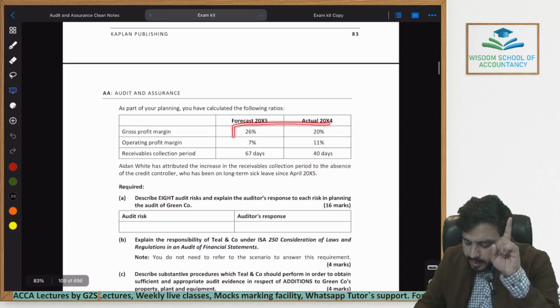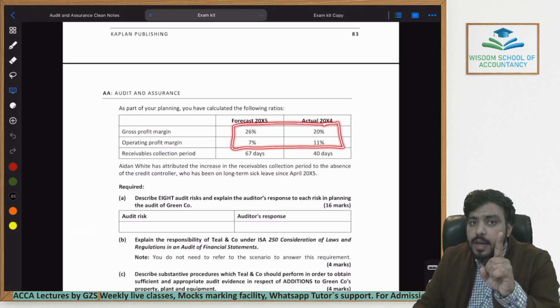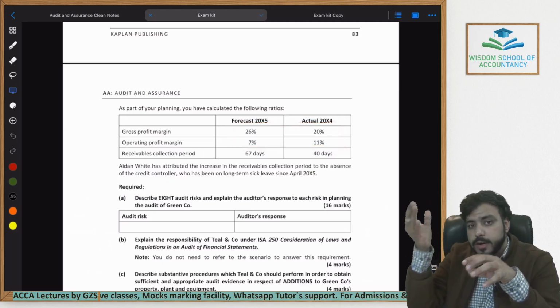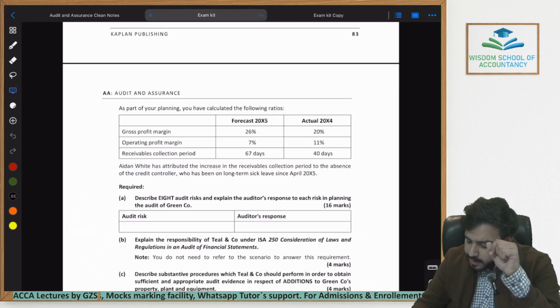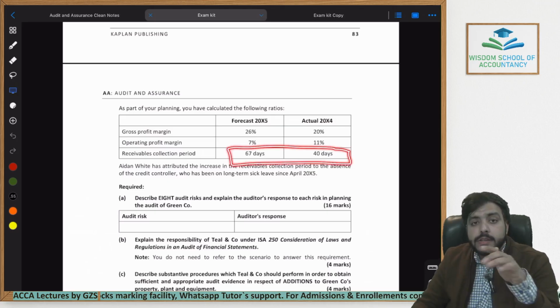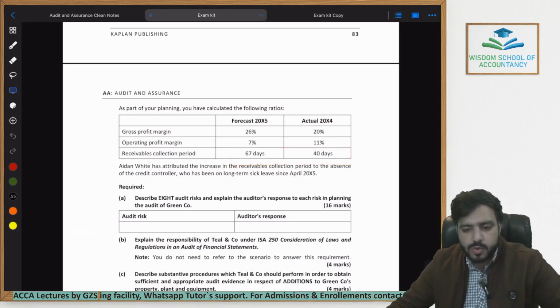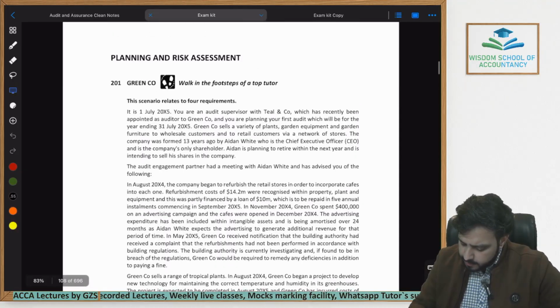One risk that I've created here is a classification error that the management might have made. Classification means that management had to record something in one place, but they recorded it somewhere else. This means they have not classified the thing properly. Secondly, there is an overstated receivable risk in this case as well. But first, let's move towards the story. Let's read the scenario that is given to us.